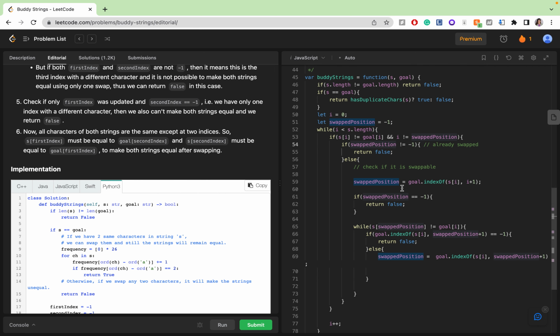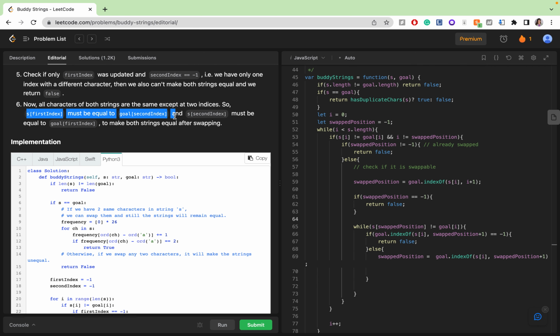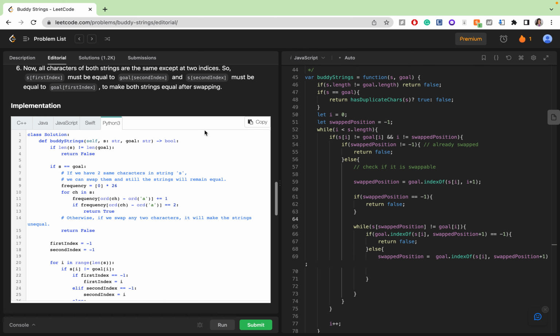Actually, the idea is the same. Now all characters of both strings are the same except at the two indices, so the first index must be equal to goal's second index, and the second index must be equal to goal's first index. Okay, nice.